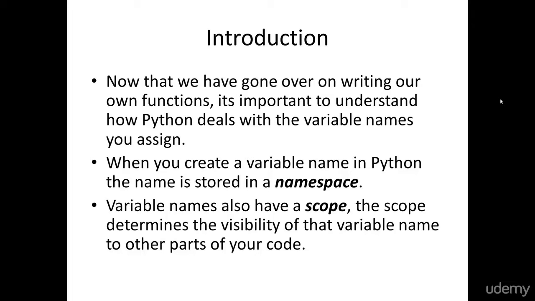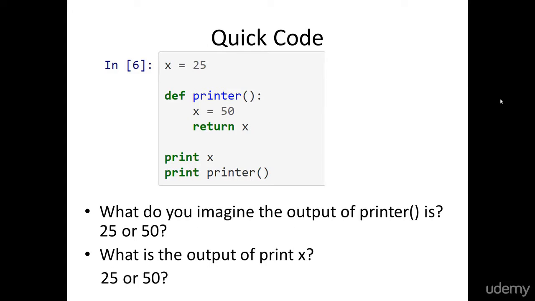Through a quick introduction, like I mentioned before, we've written our own functions. Now let's understand how Python deals with the variable names we assign. When you create a variable name in Python, that name is stored in what's called a namespace. And variable names also have what's known as a scope. The scope determines the visibility of that variable name to other parts of your code. So let's see a quick example of this.